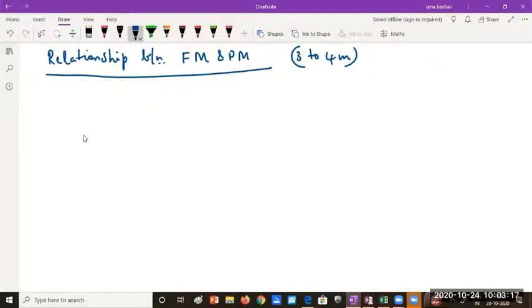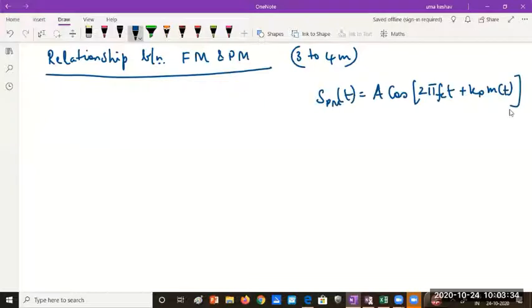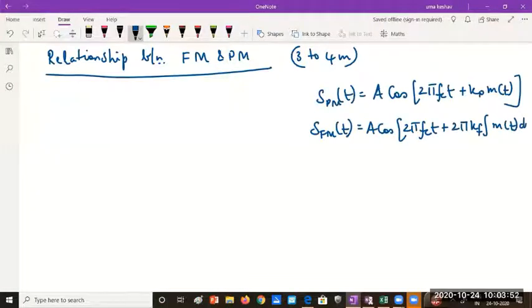It's very easy. You write down both the equations on one side. We know the equation for PM: S_PM of t is A cos of 2 pi Fc t plus kp m of t. This is the expression for a phase modulated signal. Whereas the expression for a frequency modulated signal is A cos of 2 pi Fc t plus 2 pi kf integral of m of t dt. Correct? This is the expression for a frequency modulated signal.